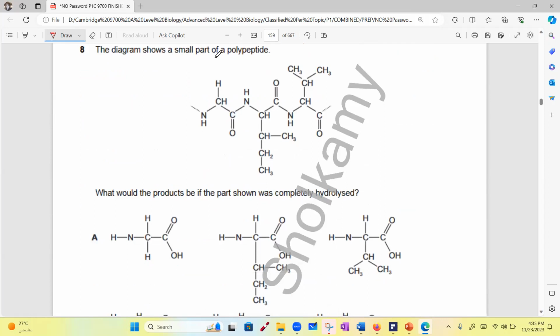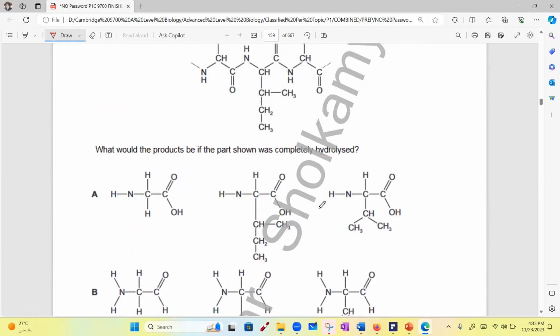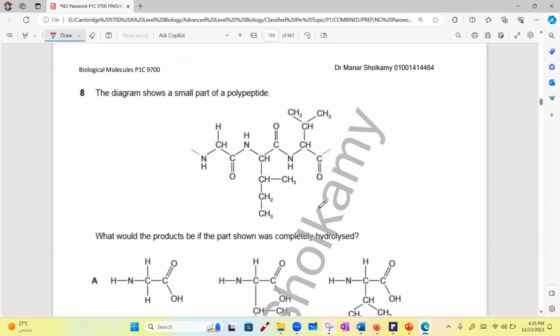The diagram shows a small part of a polypeptide. What would the products be if the part shown was completely hydrolyzed? Okay, now this is not a very nice question also. Let's see how we will break this down. Obviously, this is an R group, and this is also an R group. So I'm going to look at an answer that has those two R groups. The R group looks like this, and the R group looks like this.